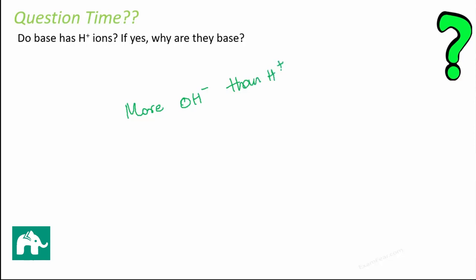So in a similar way, why are acids acids? Because they have an excess of hydrogen ions. That doesn't mean that they do not have hydroxide ions. They do have hydroxide ions, but they have hydrogen ions in excess. Similarly, in the case of bases, they have hydroxide ions in excess.